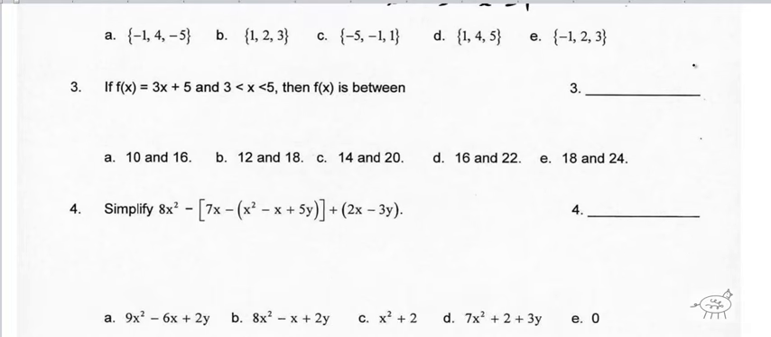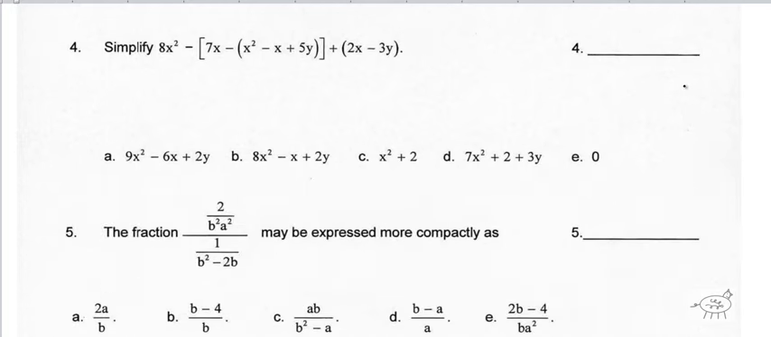Okay, 3. If f of x is that and x is between 3 and 5, then f of x, well, it's just you plug it in. That's easy. You plug a 3. 3 times 3 is 9, plus 5 is 14. And you plug a 5 in there. 15 plus 5 is 20. So it's between 14 and 20, which is C.